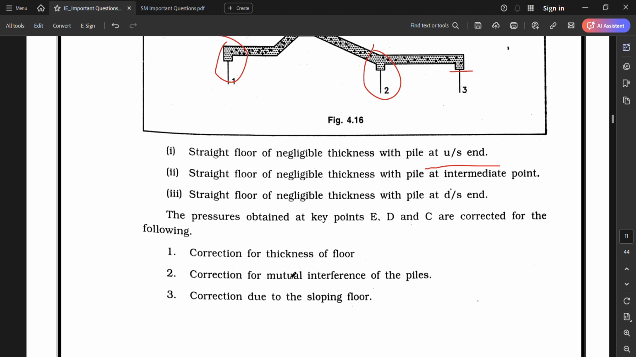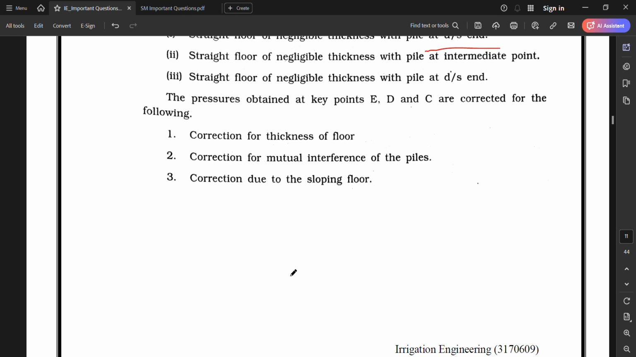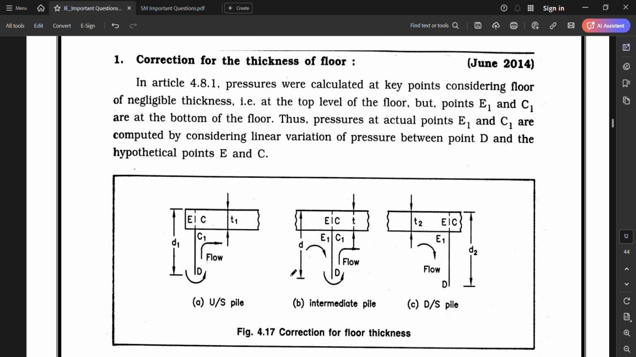The pressures obtained at key points E, D, C are corrected for the following. First is a correction for thickness of floor, second is a correction for mutual interference of the piles, and third is a correction due to the sloping floor. Now, first, correction for thickness of floor. The pressures are calculated at key points considering the floor of negligible thickness. For example, at the top level of the floor, but points E1 and C1 are at the bottom of the floor.